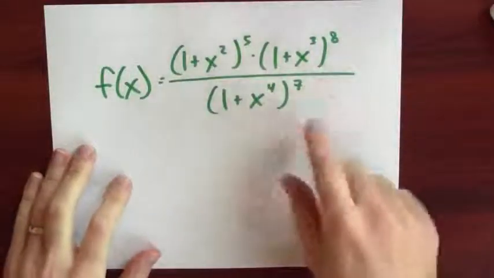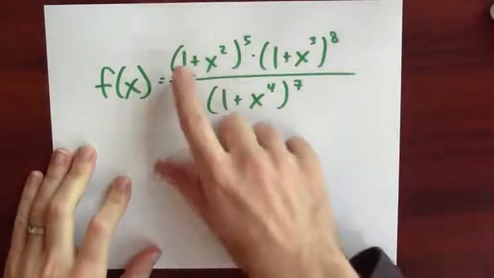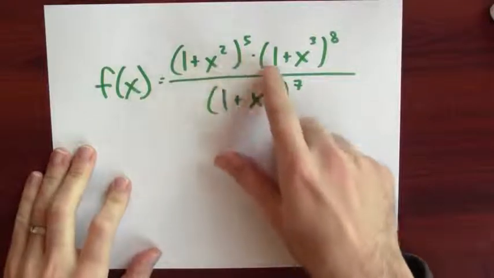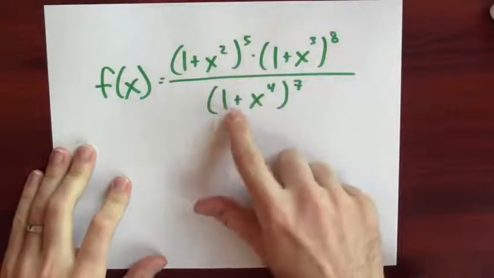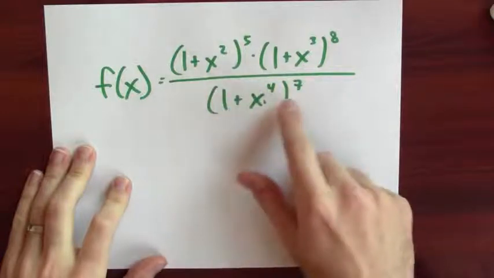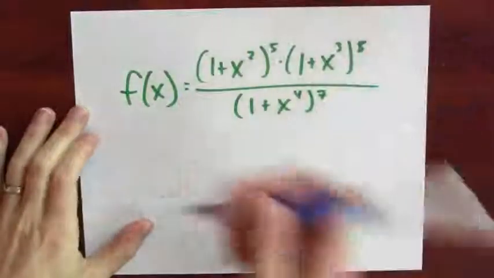I can cook up some really nasty functions, give them to you, and then ask you to differentiate them. For instance, I could ask you to differentiate this function, (1 + x^2)^5 (1 + x^3)^8, all divided by (1 + x^4)^7. In principle, there's nothing stopping you from just plowing ahead and computing the derivative. You can totally differentiate this function.